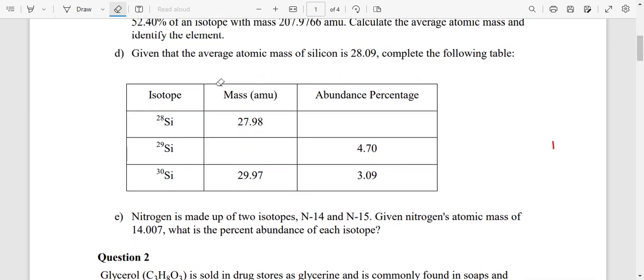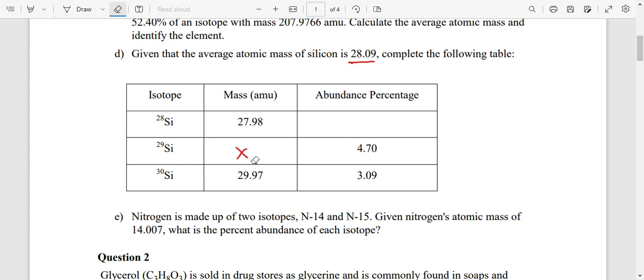D. Given that the average atomic mass of silicon is 28.09, complete the following table. The average mass is 28.09. Now, we don't have the abundance. We also don't have the mass here.